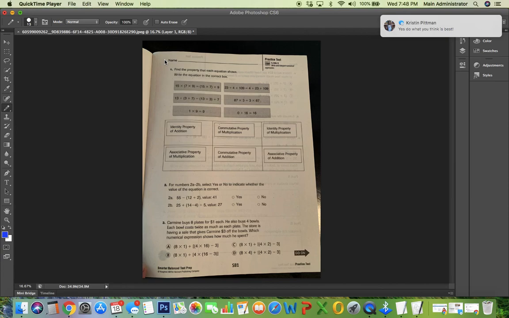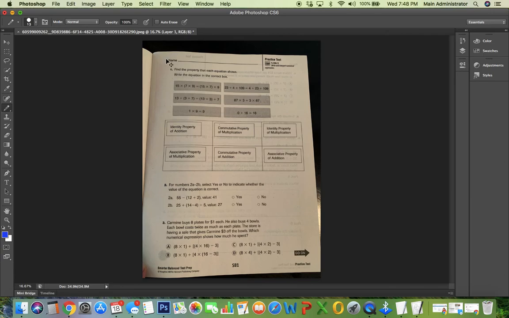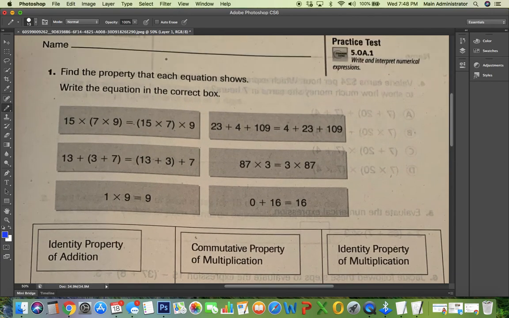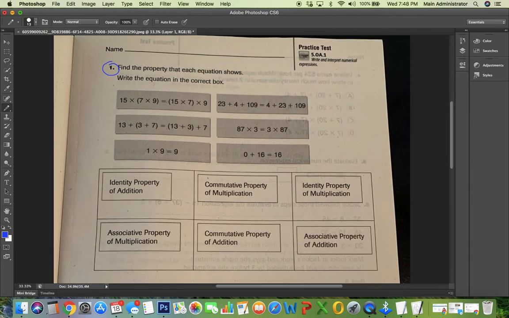Finish this page. If you have any questions, hopefully this tutorial can help. All right, I'm going to zoom in and start with number 1. So I'm looking at different properties. I'm going to take a look at all my properties because process of elimination is a good way to figure out what the answer is.